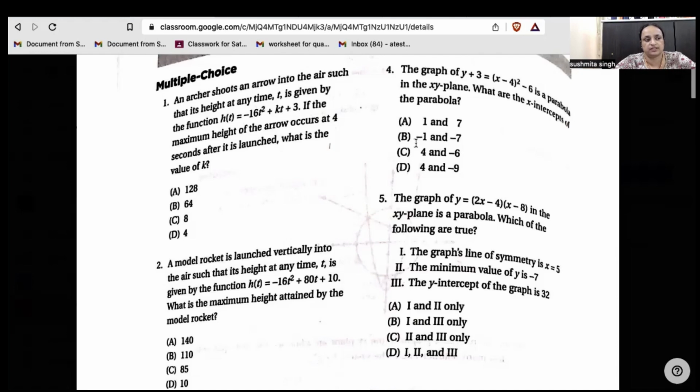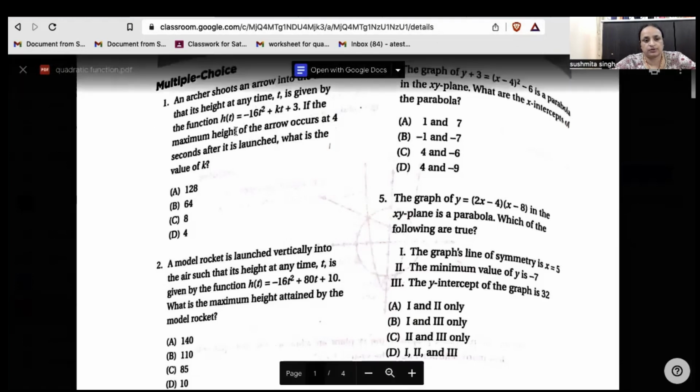We'll be using Desmos, our graphing tool, to break down real SAT-style questions, and you'll see how to visualize the equation, identify the key features like zeros and vertex, and solve problems with confidence. So grab your calculator and Desmos, and we'll be solving questions based on this.